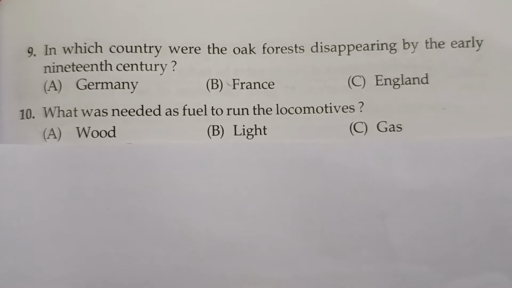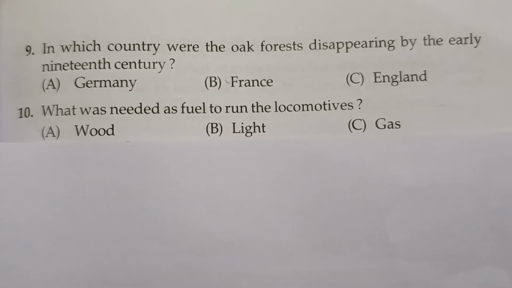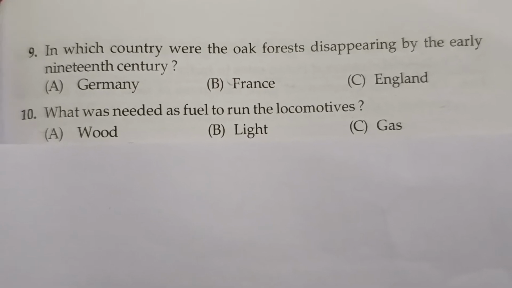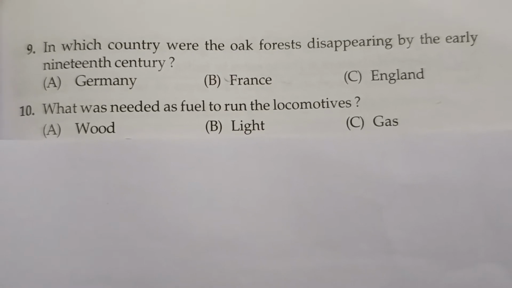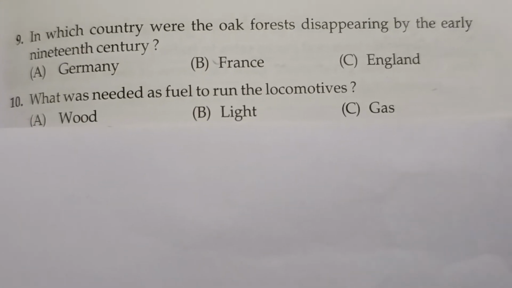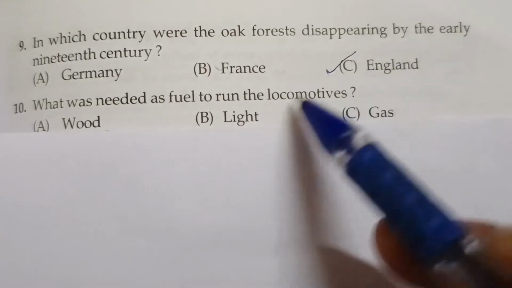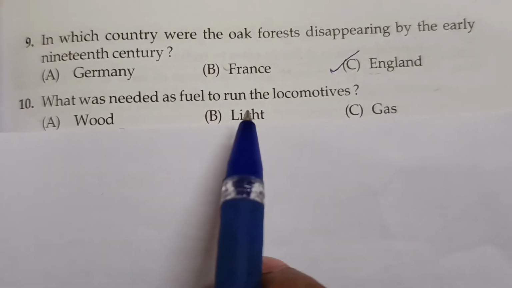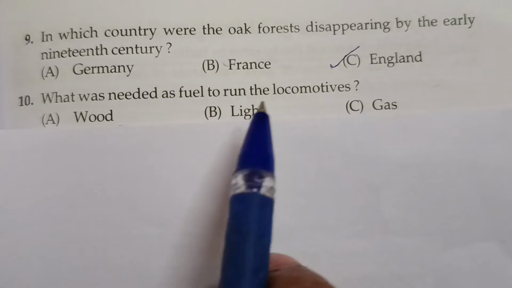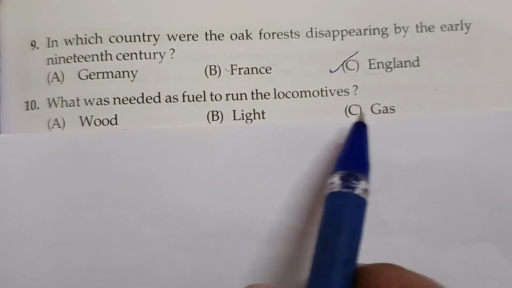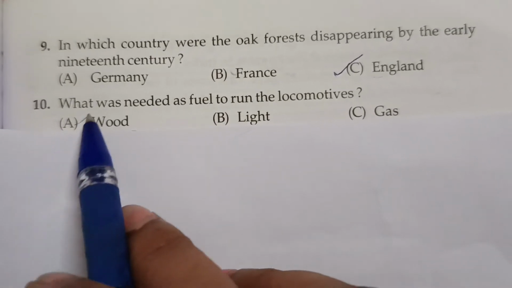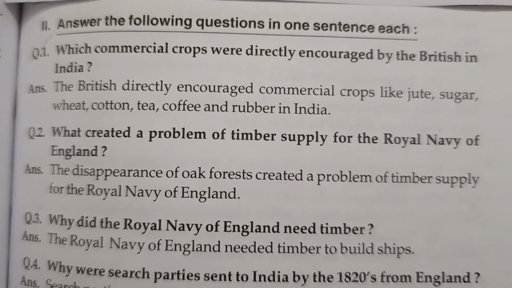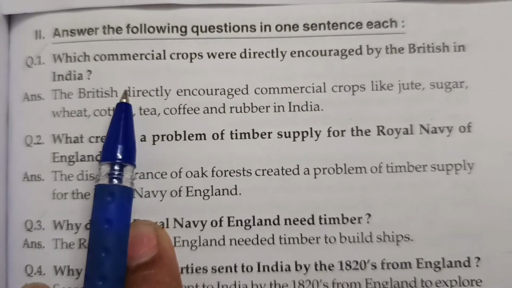In which country were the oak forests disappearing by the early 19th century? Options are Germany, France and England, and the correct option is England. What was needed as a fuel to run the locomotives? Options are wood, light and gas, and the correct option is wood. Answer the following question in one sentence each.